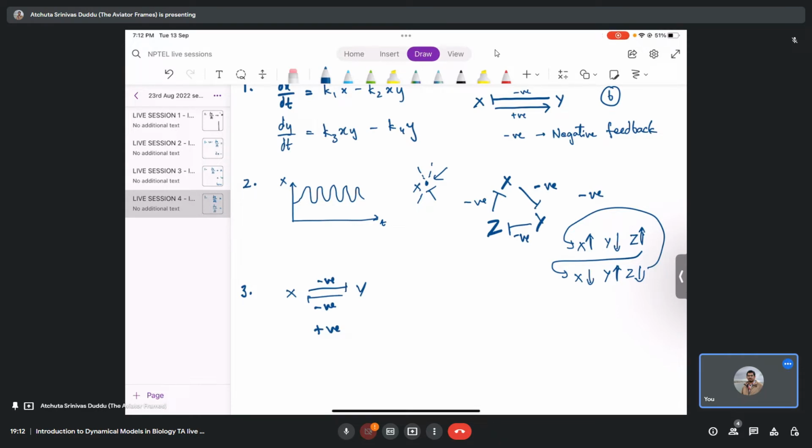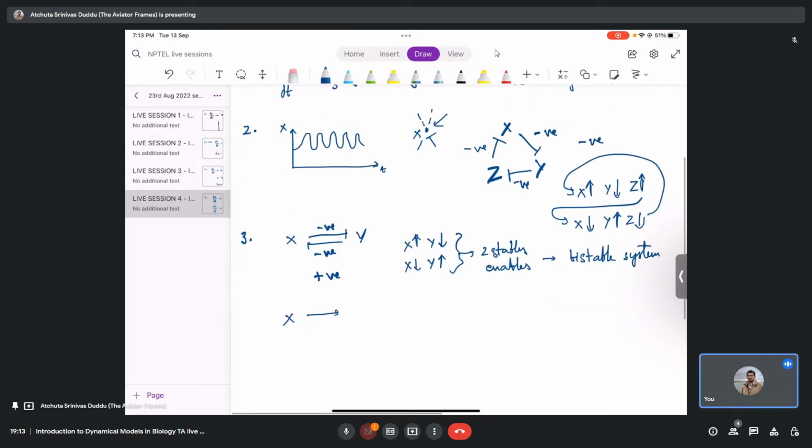So wherever you're starting, with some initial conditions, if X is high, then Y tends to be low, or if X is low, Y tends to be high. So essentially these are two states enabled by this network. This gives a bistable system, right? Similarly, we have another positive feedback loop, X activating Y and Y activating X. Again, positive times positive, this is a positive feedback circuit. So we have the two states possible: X high, Y high, and X low, Y low. These are the two stable states, thus giving again a bistable system.